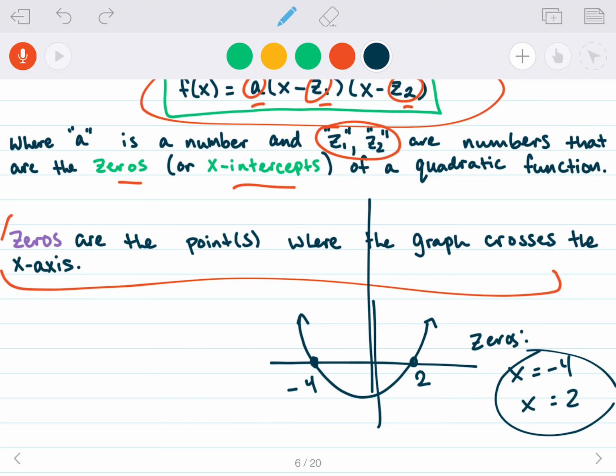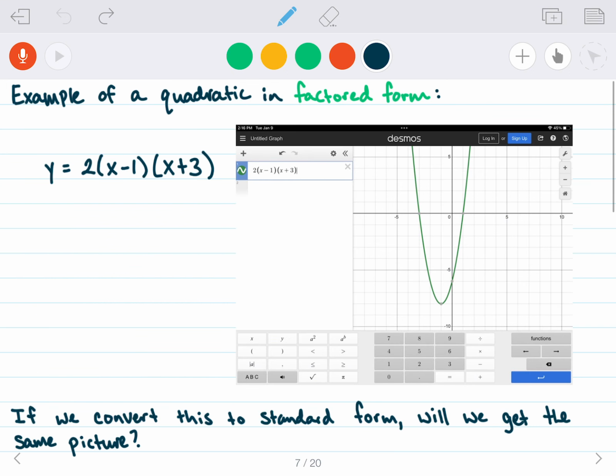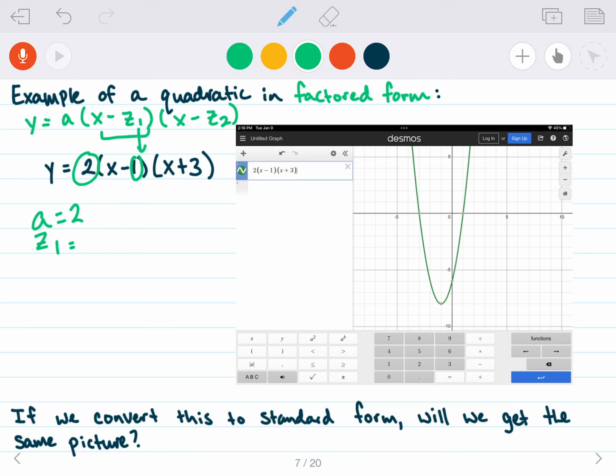Well, our factored form has minuses in the z1 and z2 spot. Maybe I'll just write it up here so you can see the comparison in front of you. We have (x minus z1) times (x minus z2). All right, so what's a, z1, and z2? Well, a is clearly 2. It's that number in the front. And z1 can be directly replaced with 1 to make this exactly the same. X minus z1, z1 has to be 1.